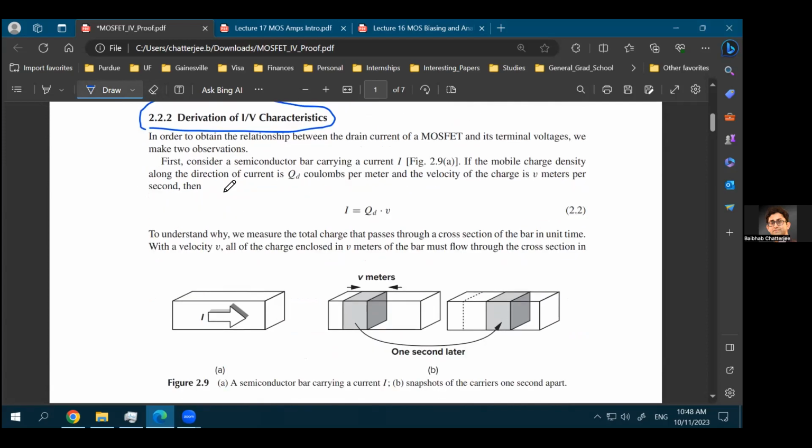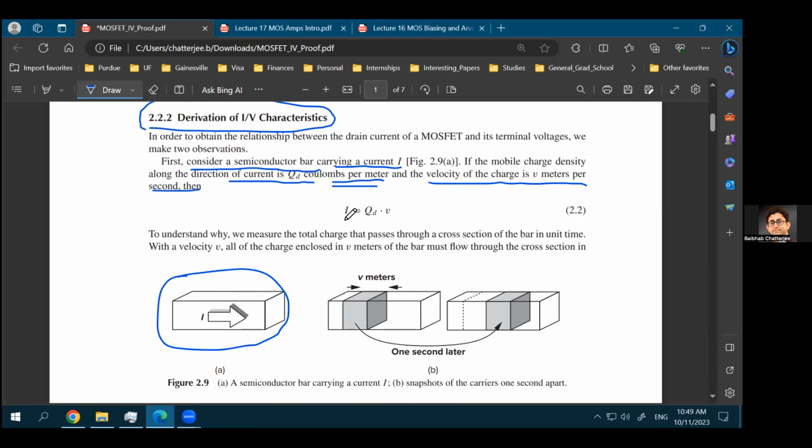Now, if you consider a semiconductor bar, so let's say this is the bar that I was drawing in the previous lecture, but I did not provide you with this particular document which has all the details. So let's just assume that you have a bar that looks like this. This is semiconductor, of course. You want to find out the current through this bar. Let's say that the current is I, and the charge density along the direction of the current is QD coulombs per meter, and the velocity of the charge is V meters per second.